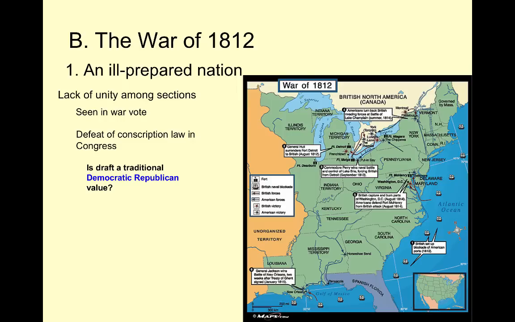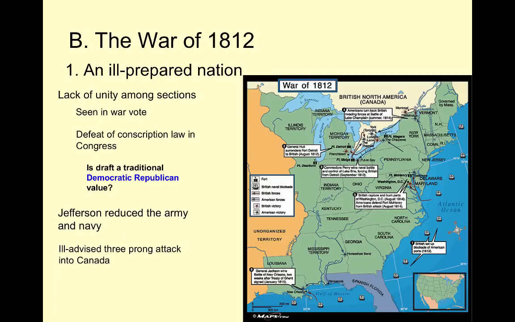So once again, we see this flip-flop of parties. When the Federalists were in power, they wanted a strong government. Now that they're out, they want to limit it. Conversely, when the Democratic Republicans were out of power, they wanted a weak government. And now that they're in power, they want to strengthen it. So it's interesting that we have this flip-flop among political parties.